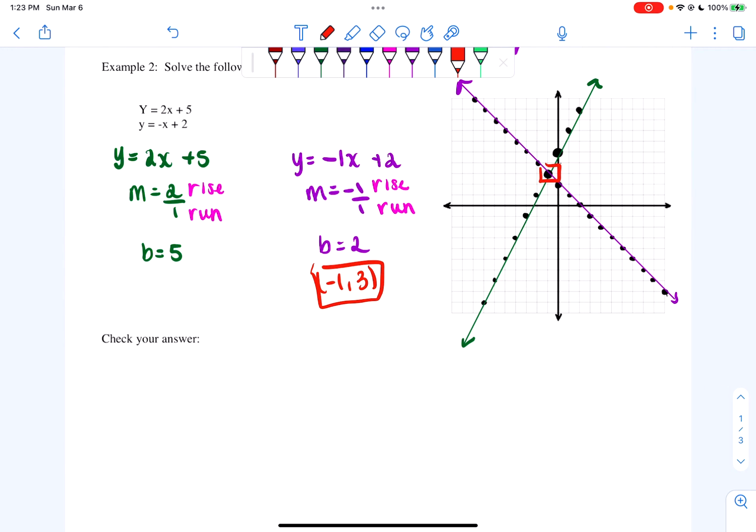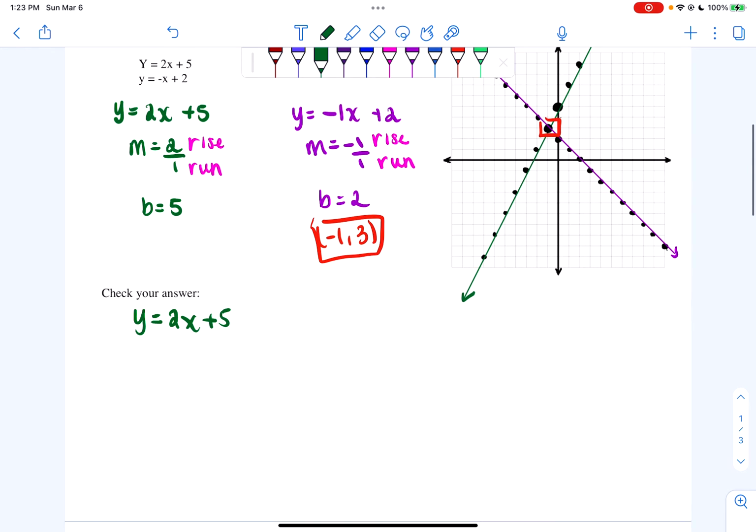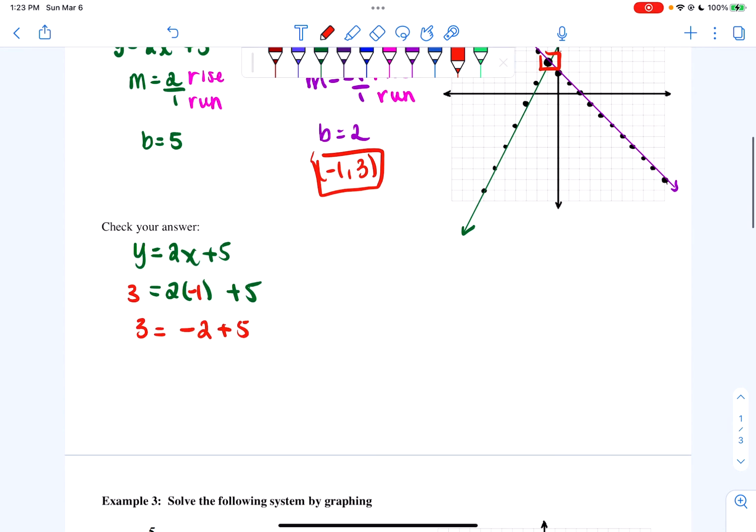So now we want to check our answer. All we're going to do is everywhere we see an x, we substitute negative 1, and everywhere we see a y, we substitute a 3. So if we look at our first equation of y equals 2x plus 5, I'm going to plug in negative 1 for x. So I have 2 times negative 1, and we're saying our y value is going to be 3. So 2 times negative 1 is negative 2. Negative 2 plus 5 is 3. So that works.